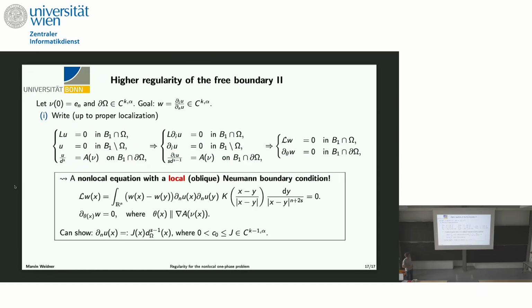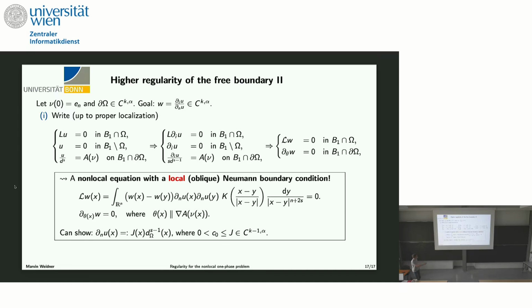And it turns out that the equation that you get is again some sort of non-local equation with a local boundary condition, with a local Neumann boundary condition. So as I said before, the goal is we want to show that the quotient of two partial derivatives is C^{k,alpha}. We want to look at what is the equation that is satisfied by this quotient. So this was the Euler-Lagrange equation that is satisfied by u.